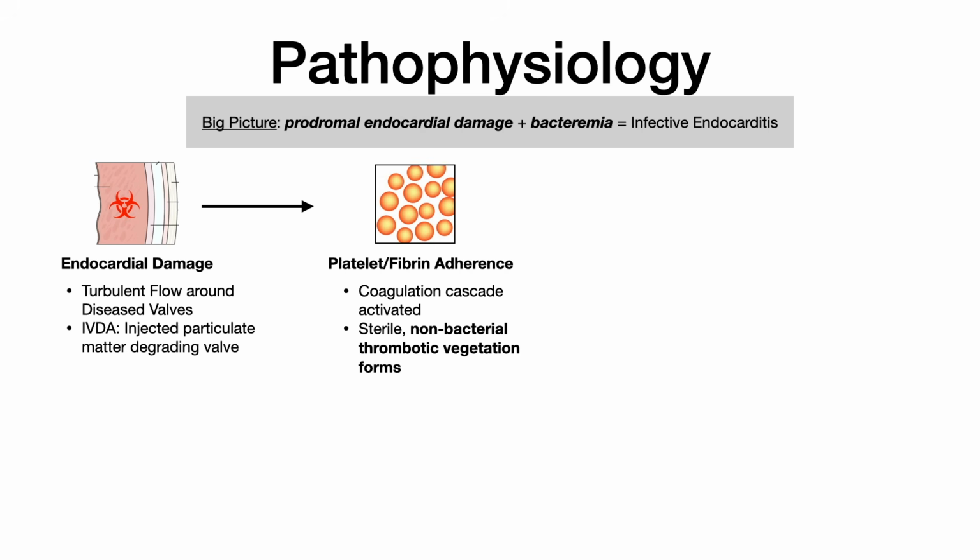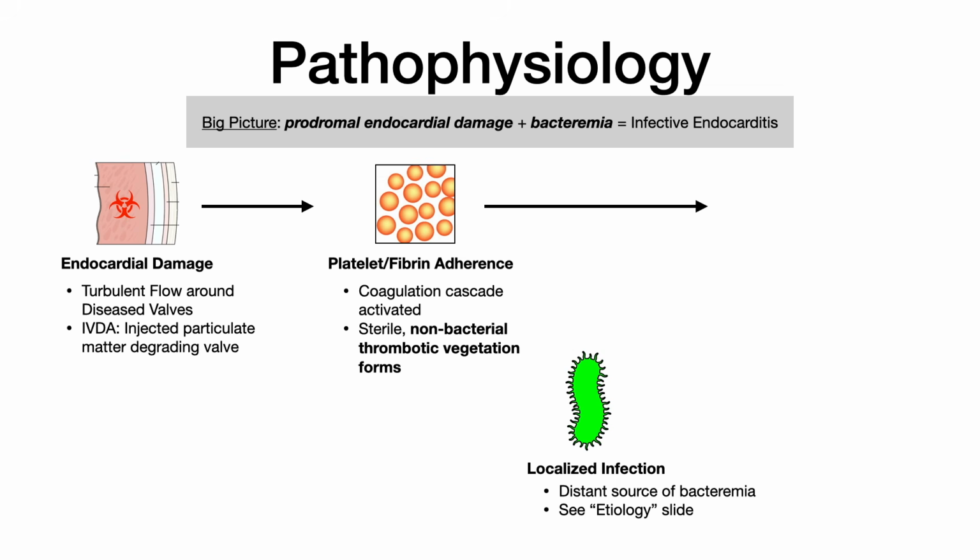It is these circumstances, plus what we're about to talk about, that creates endocarditis. So I'm going to pause for a second. Endocardium gets damaged: turbulent blood flow, particulate matter from IV drug abuse. There's endocardial damage. Coagulation cascade is activated. You have the formation of a thrombotic vegetation. Now, next step, localized infection. To be clear, this does not have to be in the heart. Any source of bacteria in the body can ultimately flow over a damaged endocardium because all blood returns to the heart, and that is what causes endocarditis.